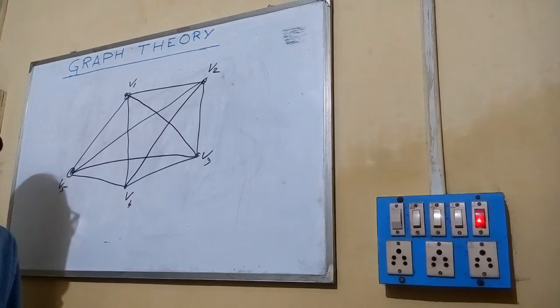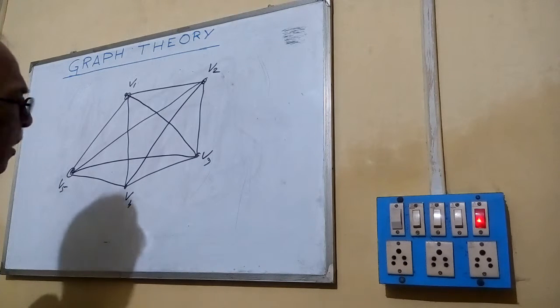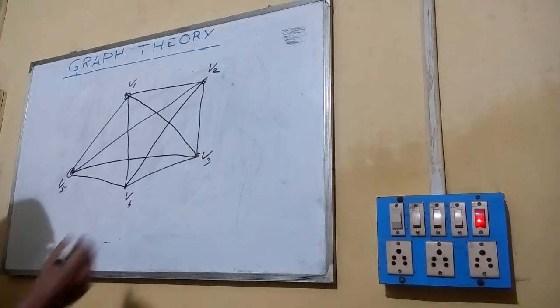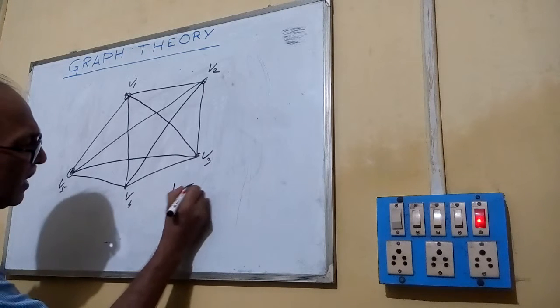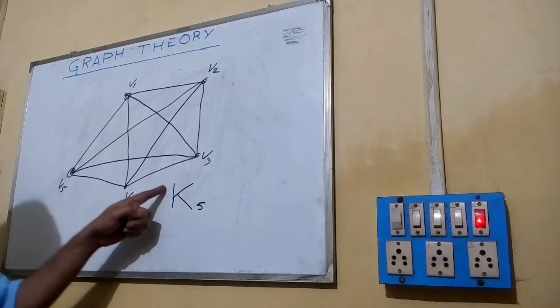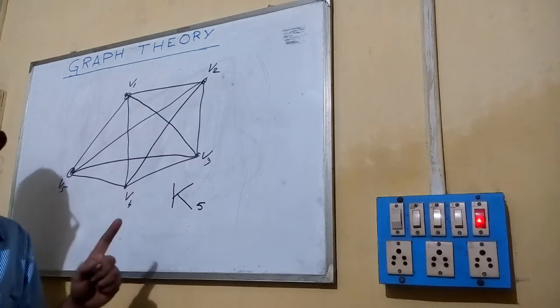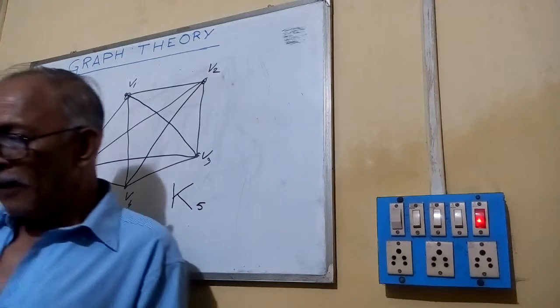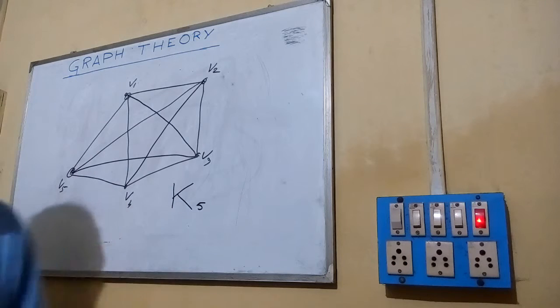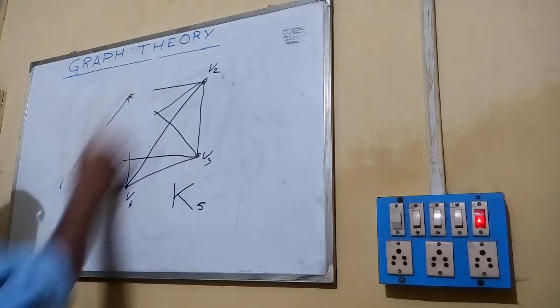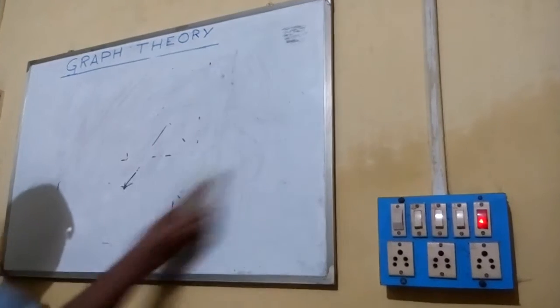This is known as a complete graph. So here 5 vertices are there. That's why it is denoted by K5. K5, K for complete, indicates a complete graph of 5 vertices. I can show you one more example.